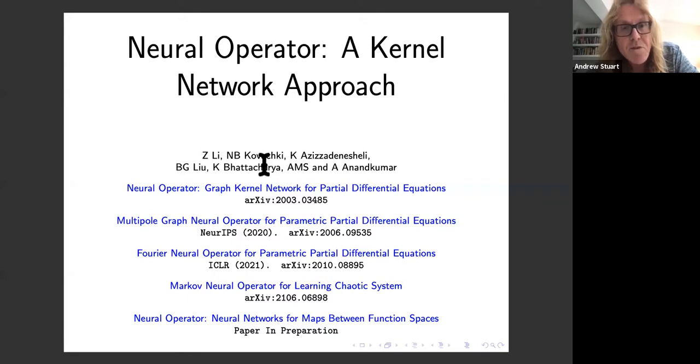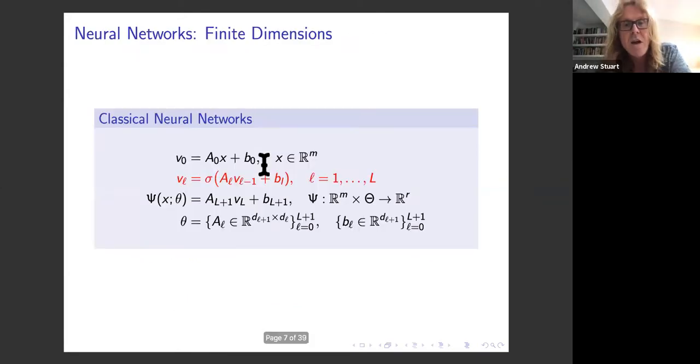So we have a number of papers related to what I'll call the neural operator approach, and I'll now describe to you what that is by viewing it as a conceptual generalization of classical neural networks.